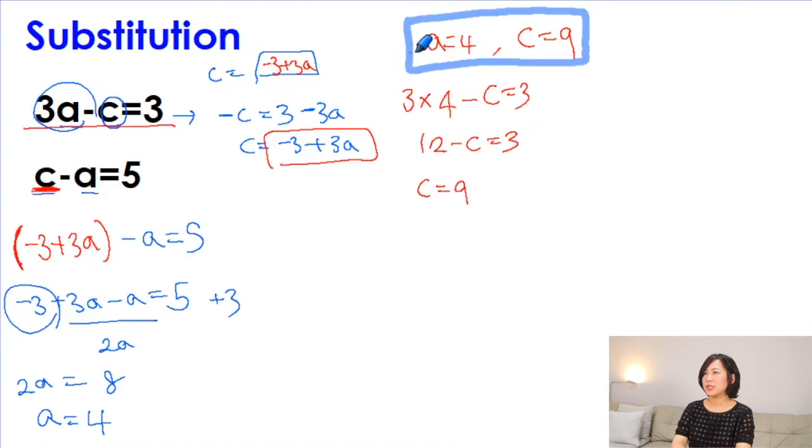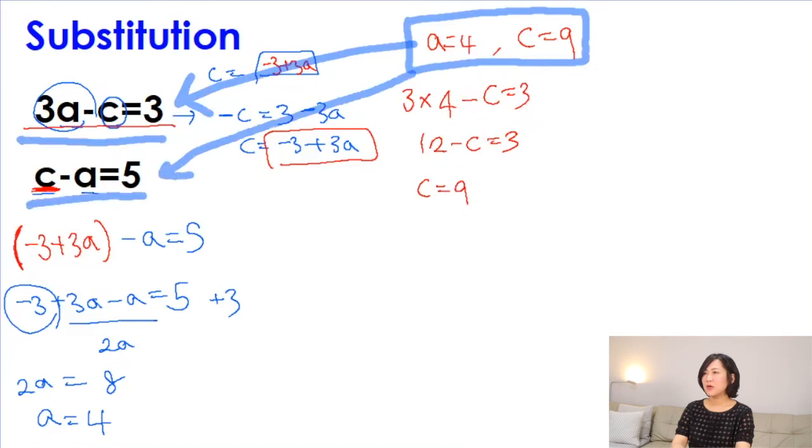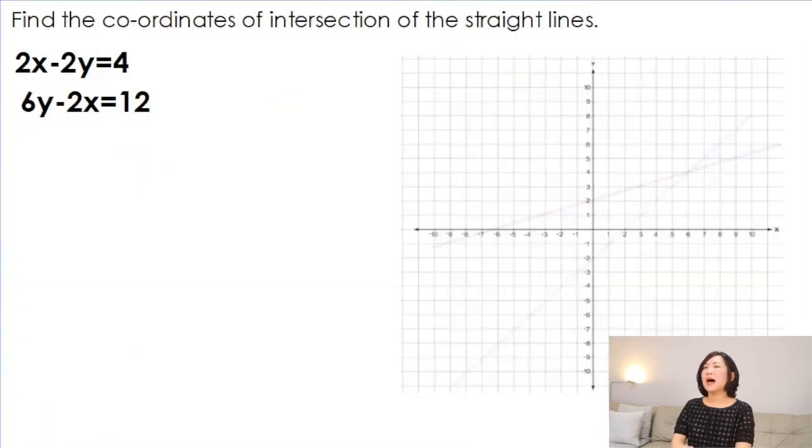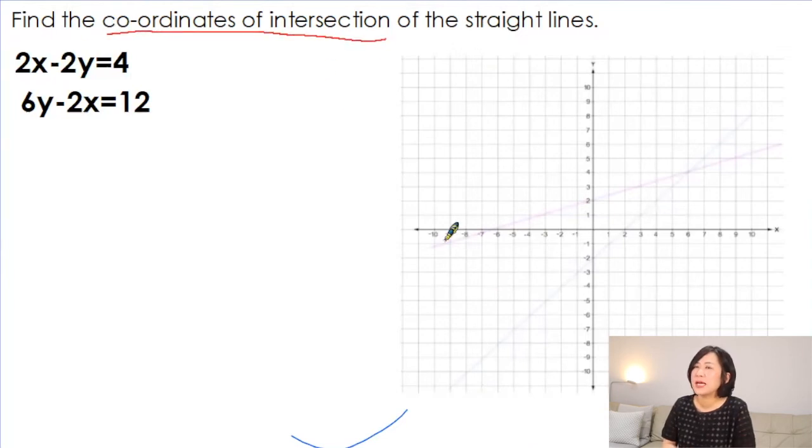And this solution is the answer for the first equation, and also this is true for the second equation. Now we've been looking at drawing graphs and the substitution method. Now let's have a look at this question. Find the coordinates of the intersection of the straight lines. We've got two equations that look a bit complicated. So I'm going to try to solve this question using both methods so that we can see both methods work together.